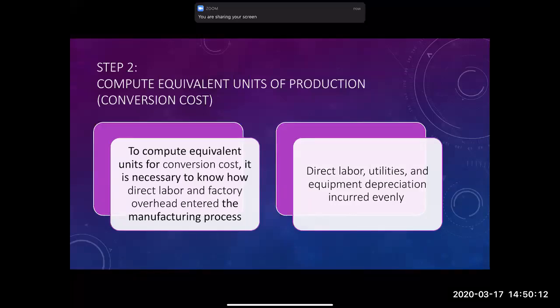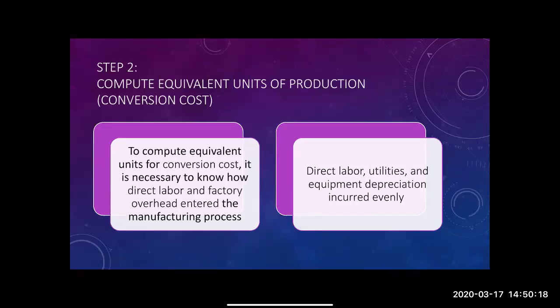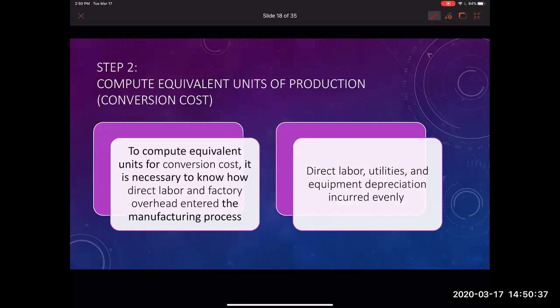All right, so here we are in step number two. We're computing the equivalent units of production, specifically for conversion costs. To calculate equivalent units for conversion costs, it is necessary to know how direct labor and factory overhead are entered during the manufacturing process. Just as a reminder, conversion cost is made up of both direct labor and factory overhead.